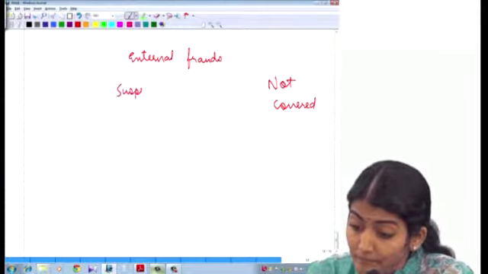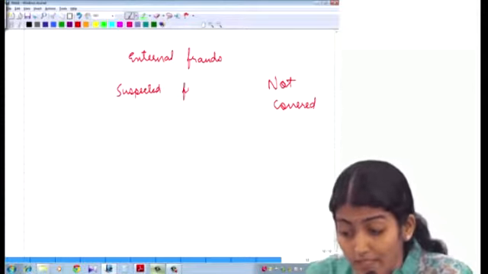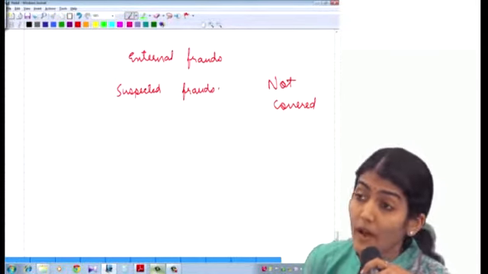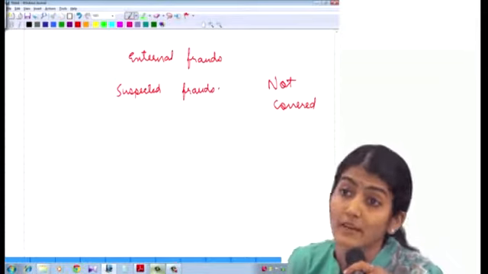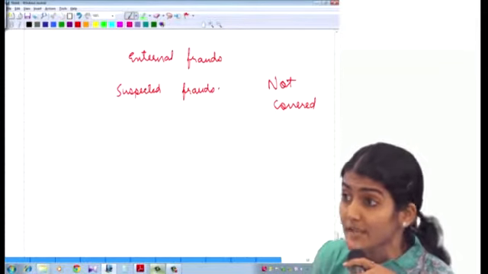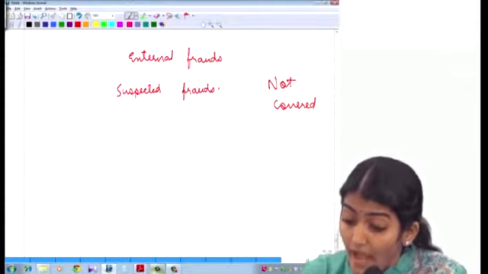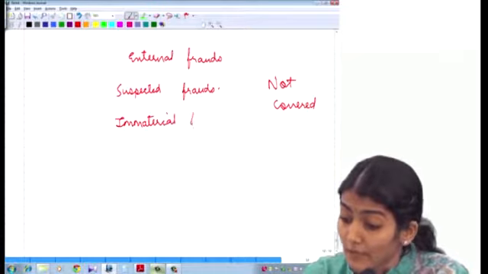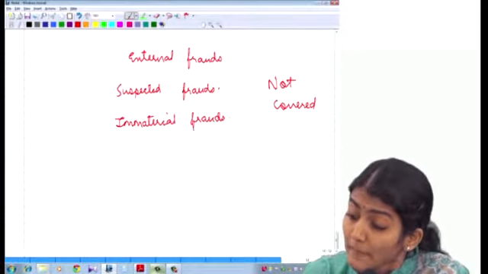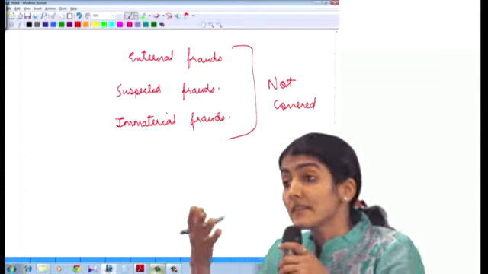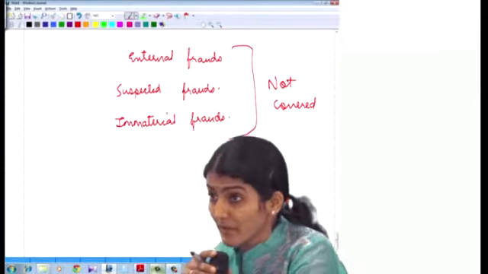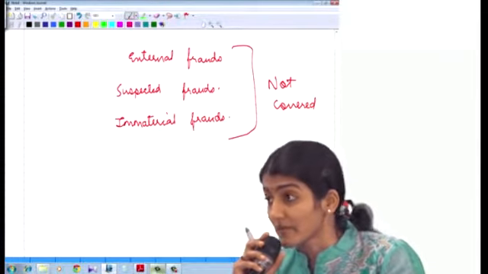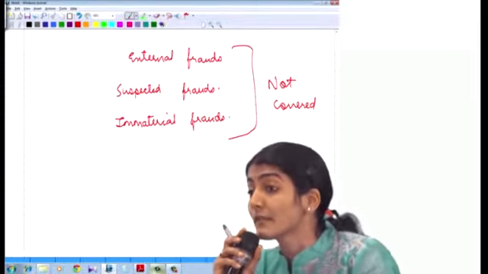Suspected frauds not covered. Why? Because what does it say? Noticed or reported. So if I think that there is a problem, or I think this employee has done a fraud, that is not covered over here. And immaterial frauds, because what does the explanation say? Materiality is to be considered in accordance with SA 320. So only material frauds are to be reported under clause 10 of CARO 2016. Matlab again, immaterial frauds are not covered.